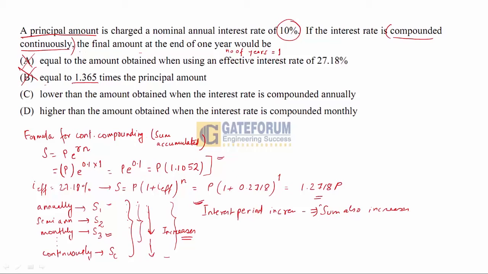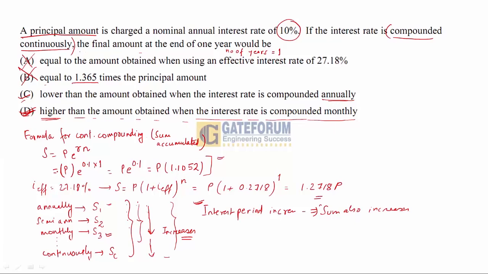Okay, so using this concept, friends, out of these options, we can say that in the case of continuous compounding, the final amount at the end of 1 year will obviously be higher than the amount obtained when the interest is compounded monthly. Obviously it cannot be lower. When it is compounded annually, you will get the least amount of final sum. When you compound it semi-annually, you will get an amount greater than annual compounding, and when you compound it monthly, you will get even more. Finally, you will get the highest amount when it is compounded continuously. So your final answer will be option D.